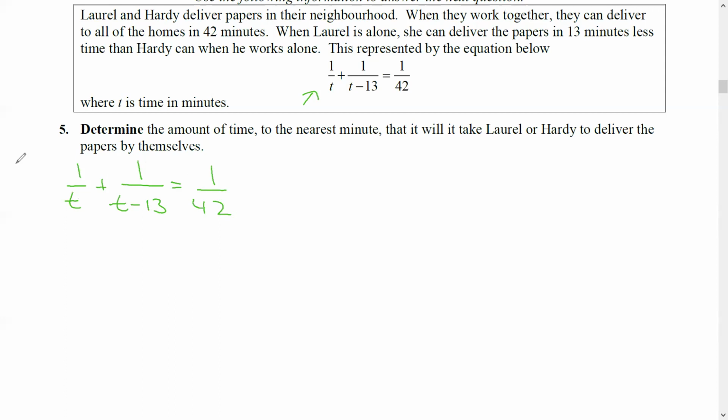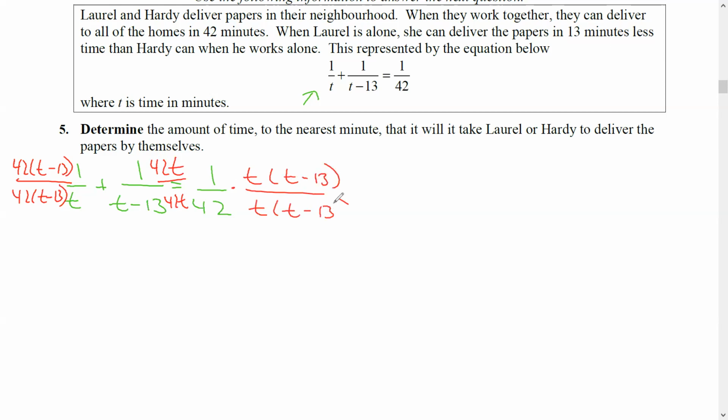Okay, common denominator is 42t, t minus 13. So the first term here gets multiplied by 42t minus 13. The second term gets multiplied by 42t. And don't forget the right-hand side, just like that. Therefore, I can work with just the numerators. You can hear me say it way too much. And here we go. So we're going to start getting some large numbers here. So definitely going to need a calculator.